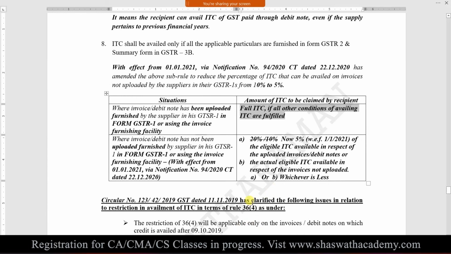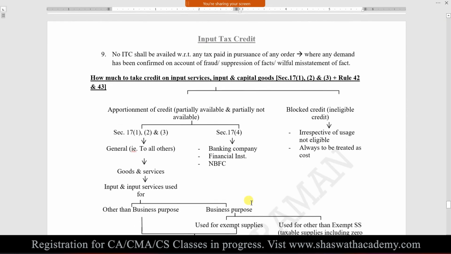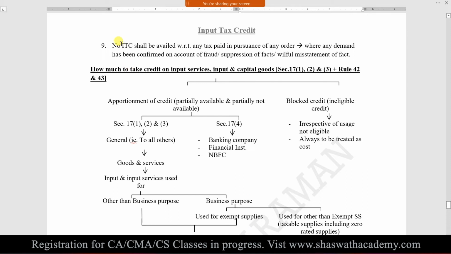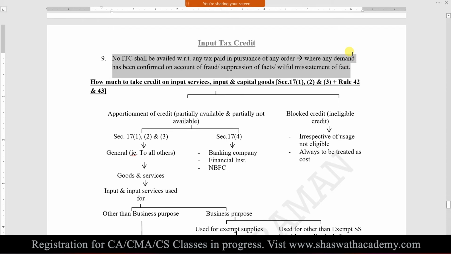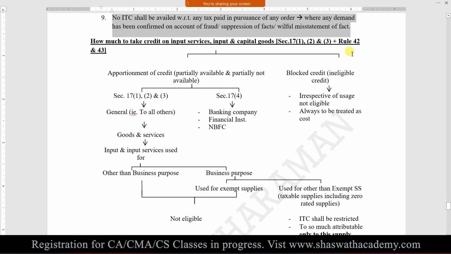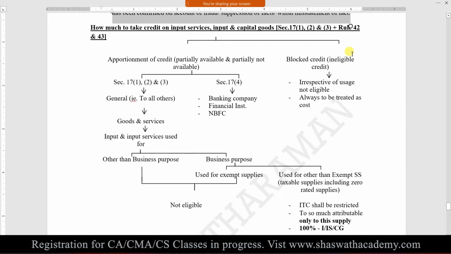And my dear brothers and sisters, the last criterion is that no ITC will be allowed in case of fraud, which is Sections 74, 129, 130. No credit will be availed. So after that, we are knocking down on all eligibility conditions. So it should not be blocked and it should not be ineligible. After satisfying these two conditions, we are checking whether it results in outward eligibility. Only then eligibility will be granted.